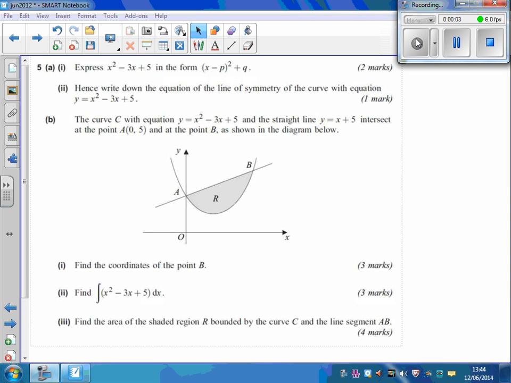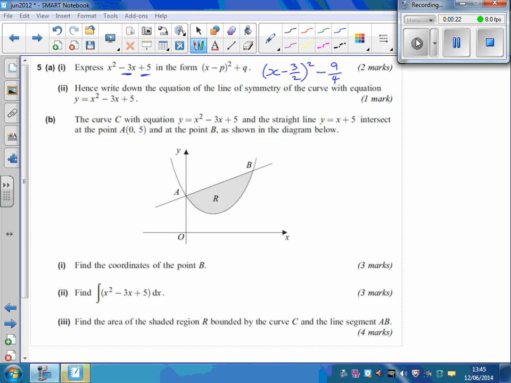Question 5, we're going to start by completing the square. And remember, completing the square, we always want to find half of that number there. So we've got x minus 3 over 2 all squared. What else are we going to get? We've also got to take away this number squared. So 3 squared 9, 2 squared 4.